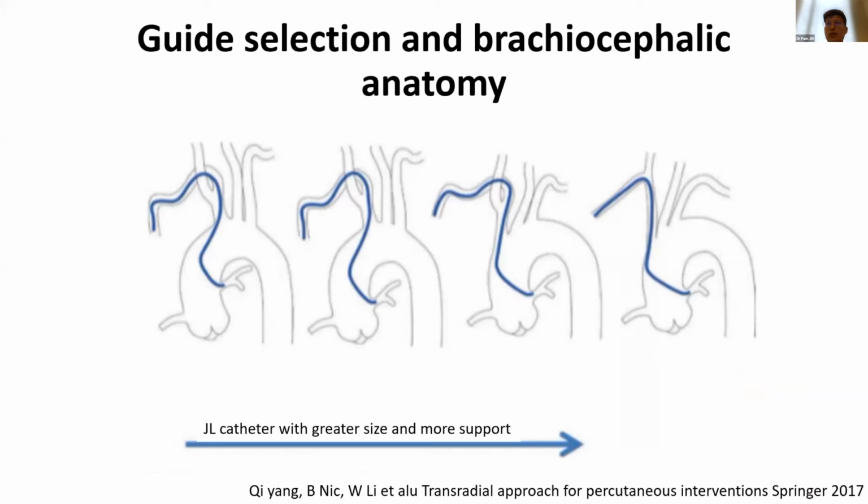Sometimes the choice of guide is also influenced by the brachiocephalic anatomy. For example, you may need to use longer or larger guides if there's greater angulation between the brachiocephalic artery and the aorta.